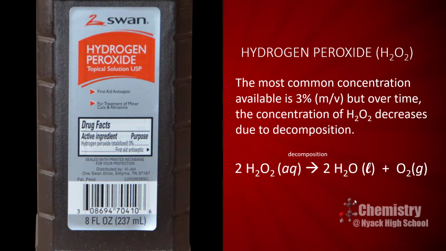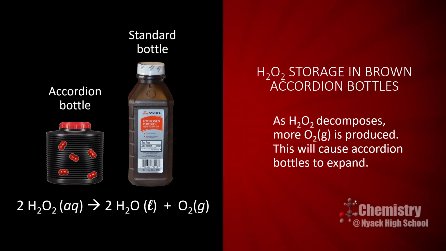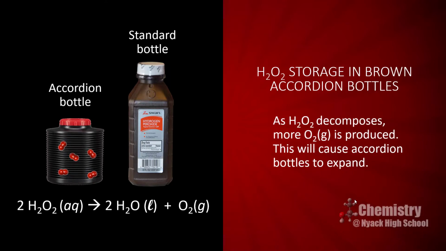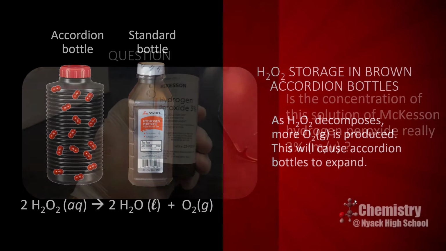The most common drugstore concentration of hydrogen peroxide is 3%. Because of decomposition, this concentration decreases over time. Sometimes hydrogen peroxide is stored in accordion bottles, which can expand as oxygen is produced. This gives us some idea how much decomposition has occurred in the bottle. Otherwise, we would have no immediate way of knowing.